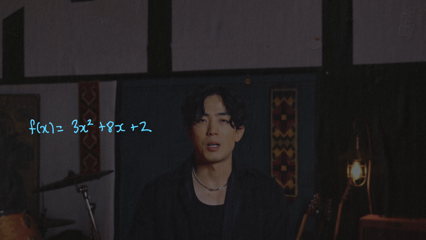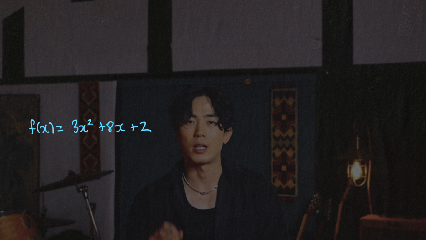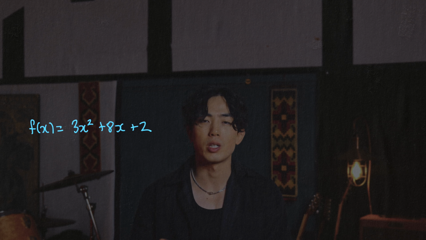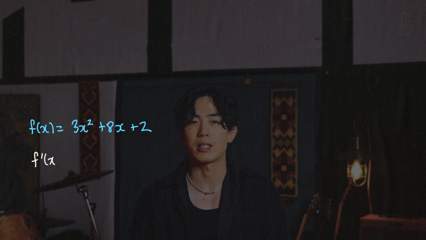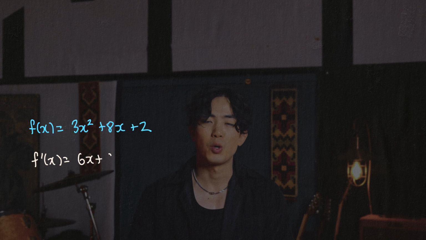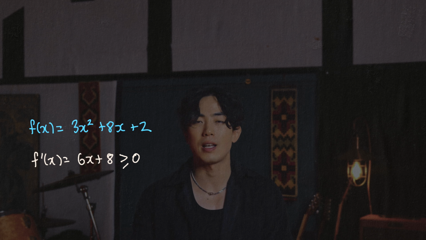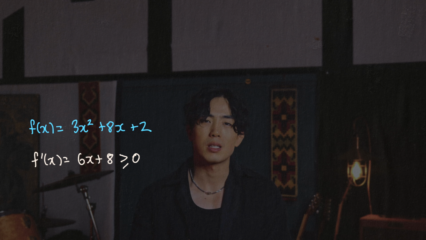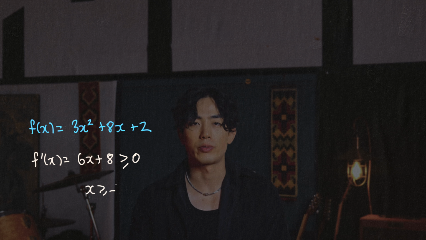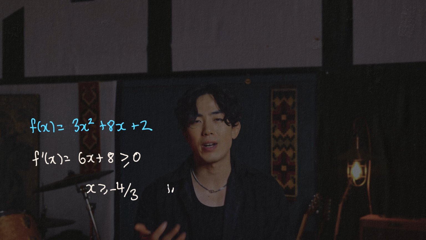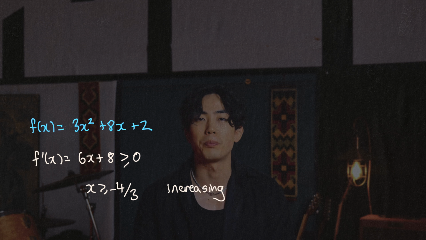So let's look at an example. So let's say we have the function f of x is 3x squared plus 8x plus 2. And they're asking us to find the increasing part of that function. Well, first things first, we differentiate to get f prime of x is equal to 6x plus 8. We now make this bigger than or equal to 0 because we're trying to find the increasing part of this function, right? And solve for x. So it means we get x is larger than or equal to -4/3. So that shows us that any values of x larger than or equal to -4/3 will be an increasing part of that function.